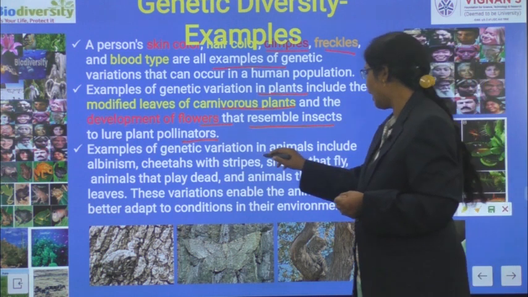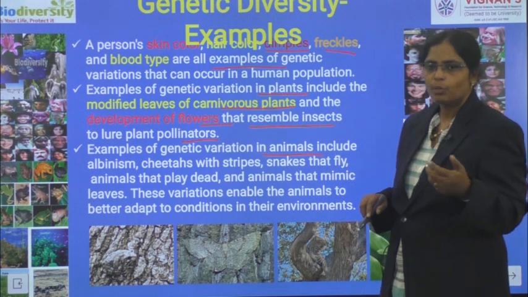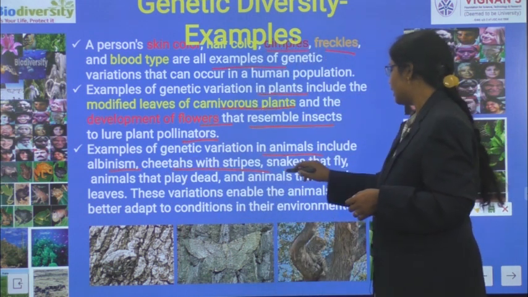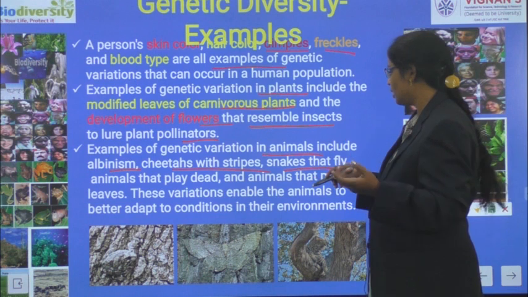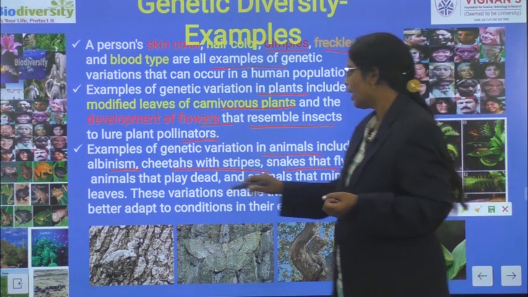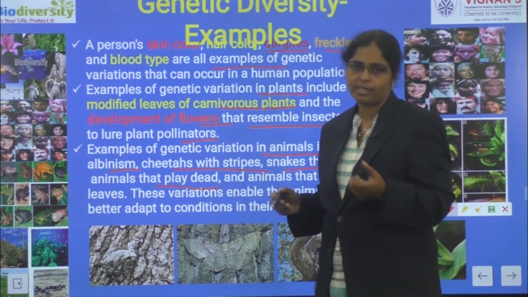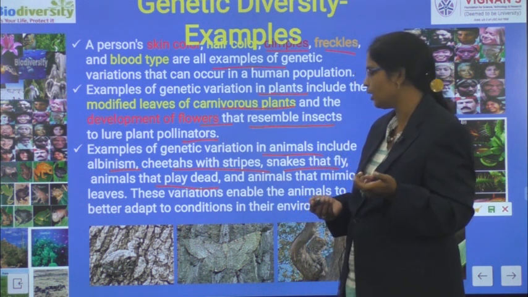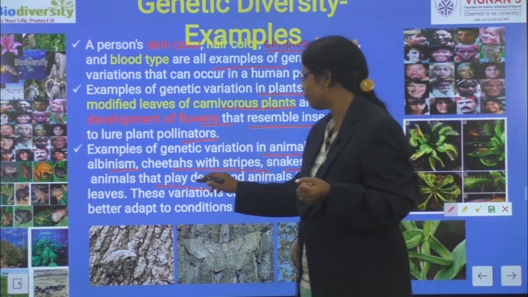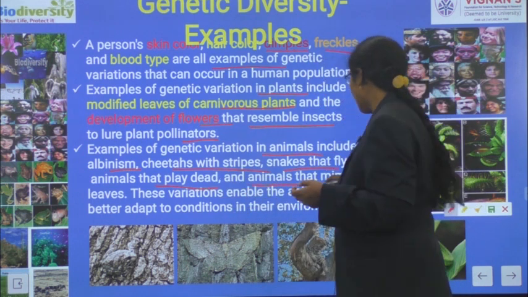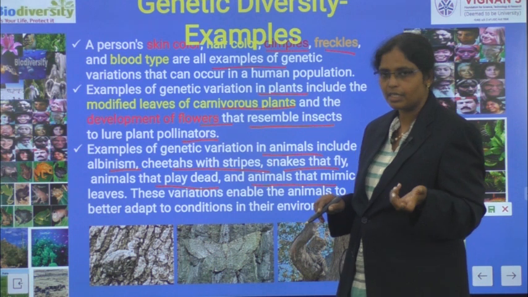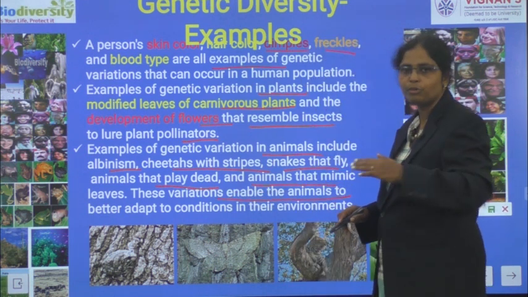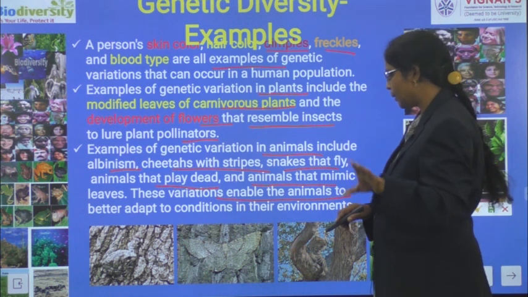And if we see animals, we can observe albinism, cheetahs with stripes, and snakes that fly. Those are the adaptations. And some animals play dead when any parasite or predator comes; they act as dead. And some animals mimic leaves, that is nothing but camouflage. These variations enable the animals to adapt to a particular ecosystem or region.